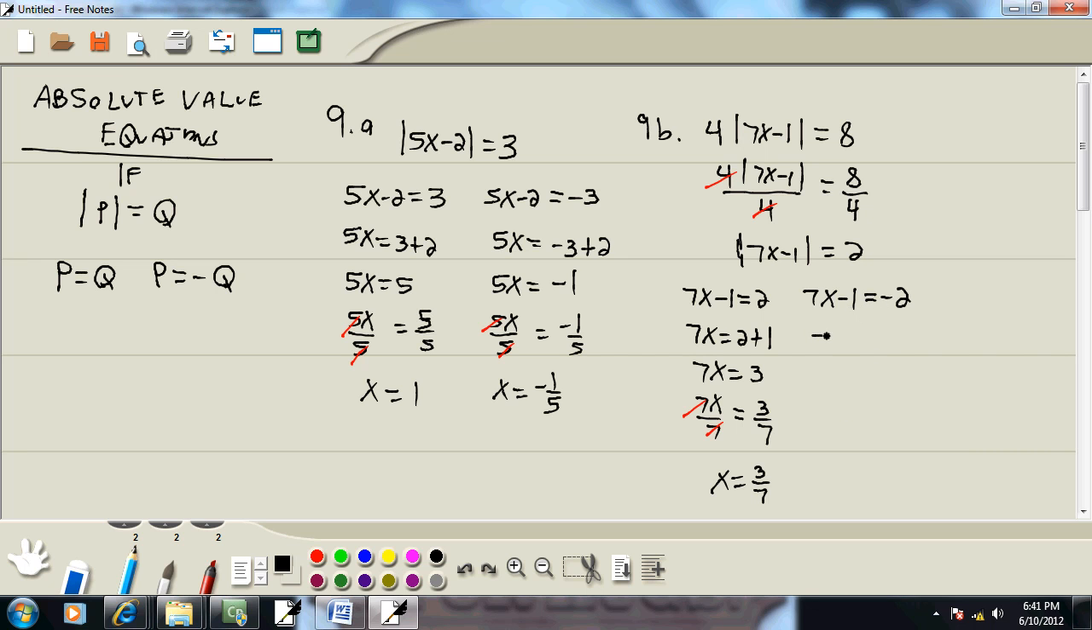Now in this one I'll take negative 1 over again. So I get negative 2 plus 1, which gives us negative 1. Divide both sides by 7. Sevens cancel. And you get x is equal to negative 1/7. And those would be our two answers.